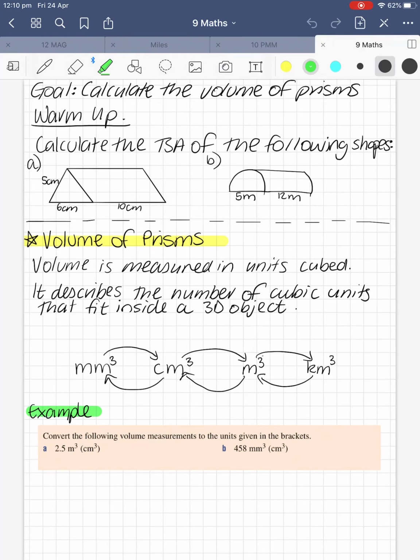Hey everyone, welcome to week 2 where we're going to get stuck into calculating the volume of prisms. So please write up this learning goal for today to begin with.